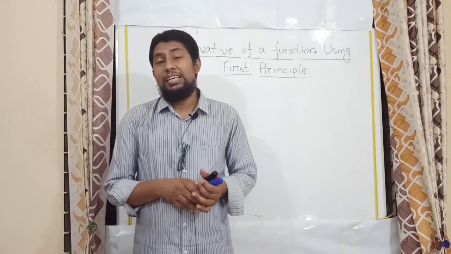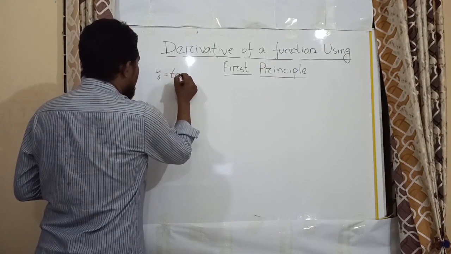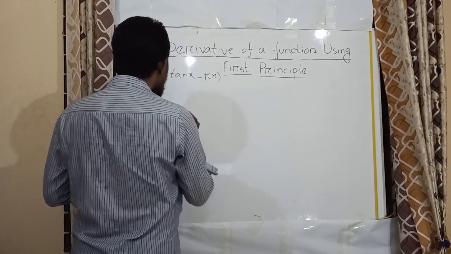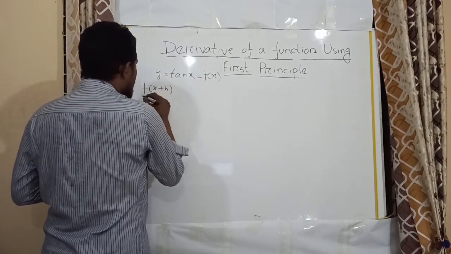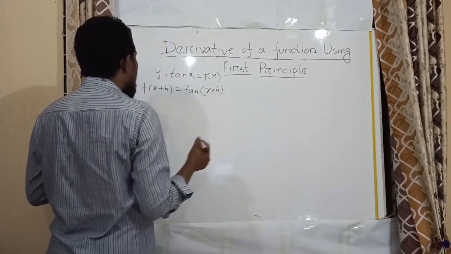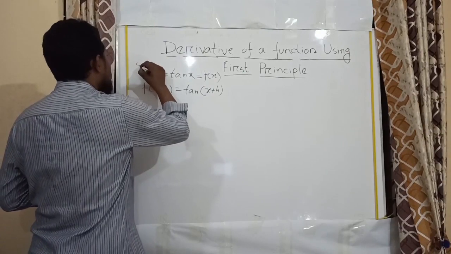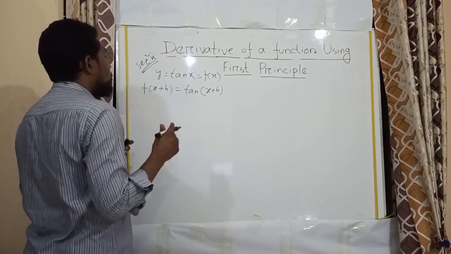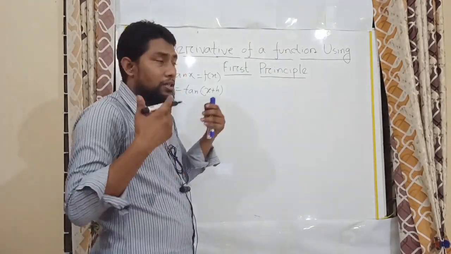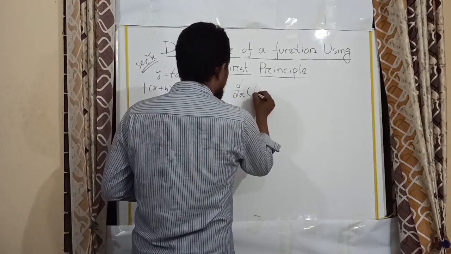Okay, I'm writing another one: y equal to tan x. It's a trigonometric function, and it is f of x. If we make an increment, f of x plus h equals tan of x plus h. From the formula we know that the derivative of tan x is sec square x. We have to get it by the first principle, and if sec square comes, then we will be right.